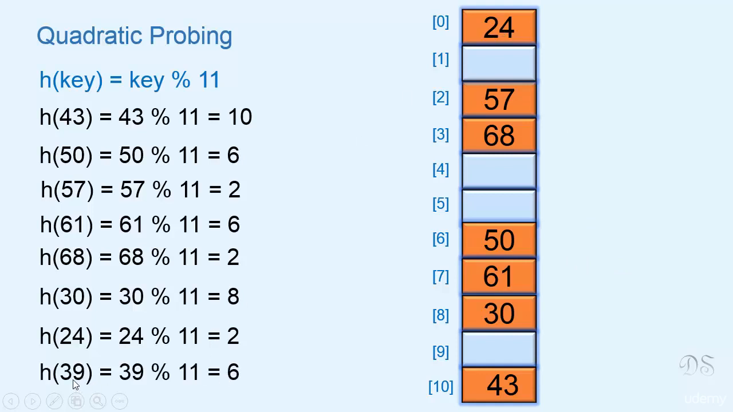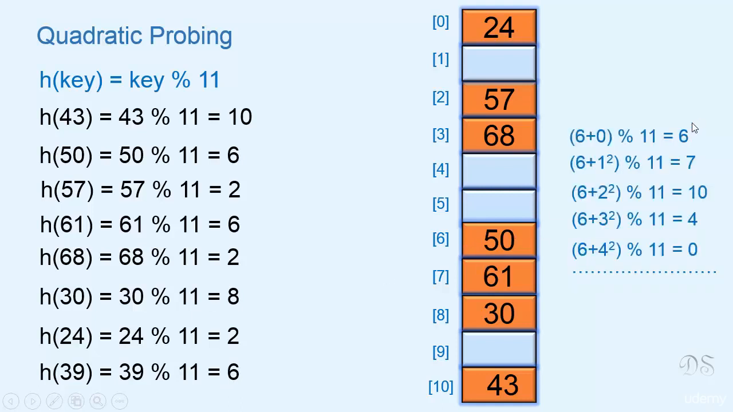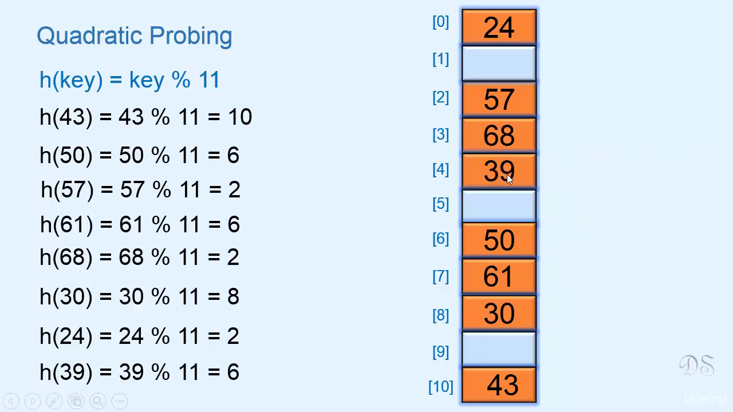Next we have this key 39. It is mapped to location 6. Location 6 is not empty. This is the sequence of locations that we'll try. First we try this location 7. It is not empty. Location 10. It is not empty. Location 4. This location 4 is empty. So we'll insert the key here at location 4. So this was the explanation of insertion using quadratic probing.